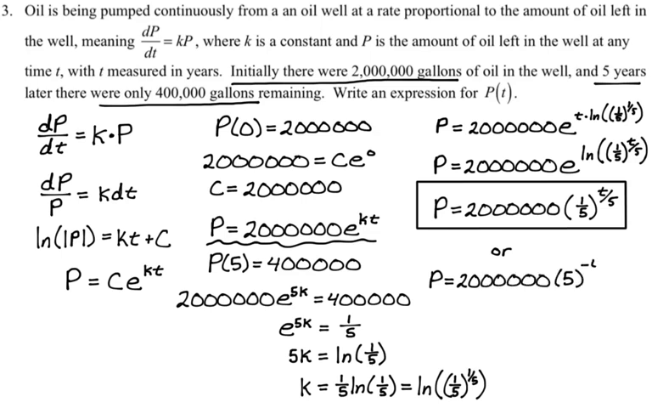1/5 is 5 to the negative first. So 5 to the negative first to the t over 5 is 5 to the negative t over 5. That could be an answer choice as well. No way to know without the options.